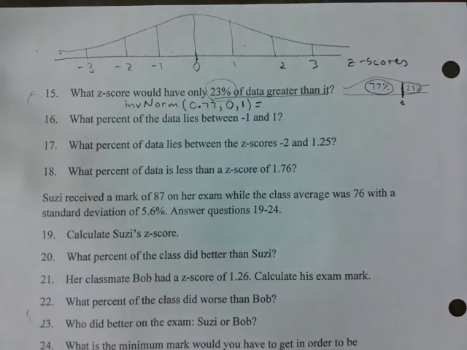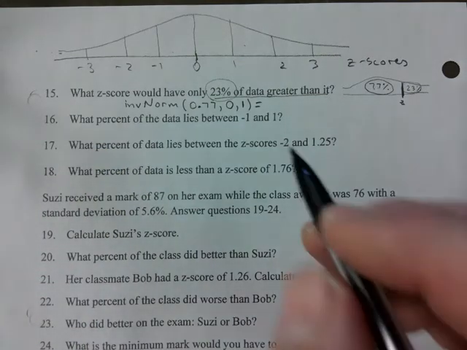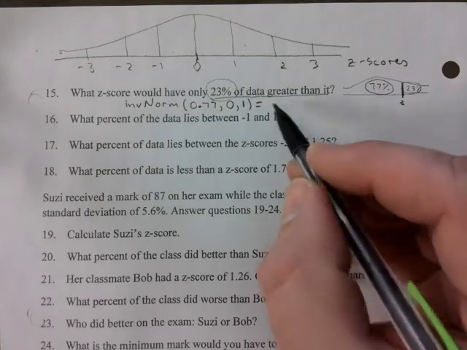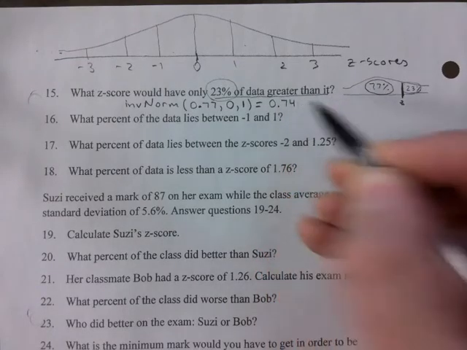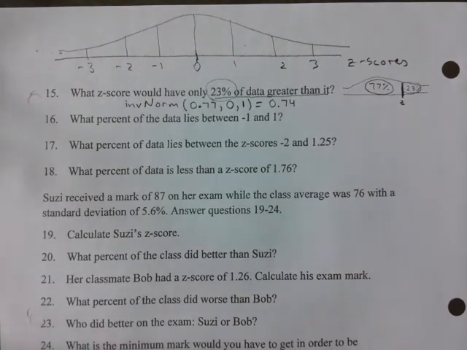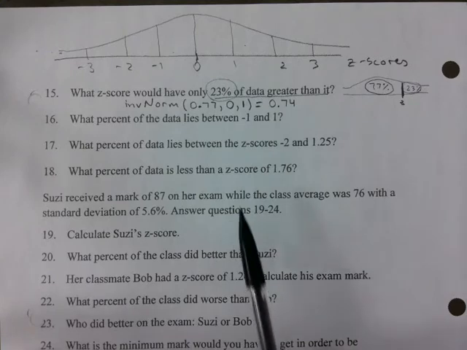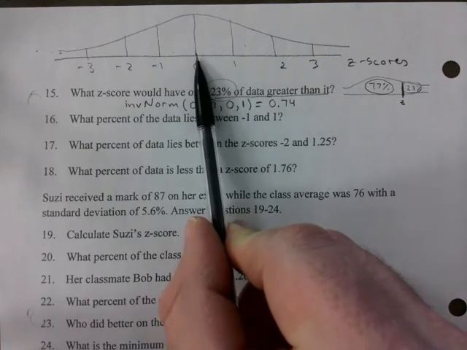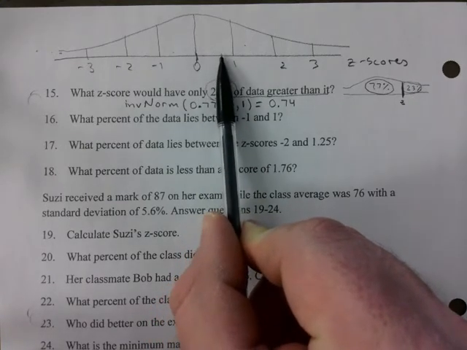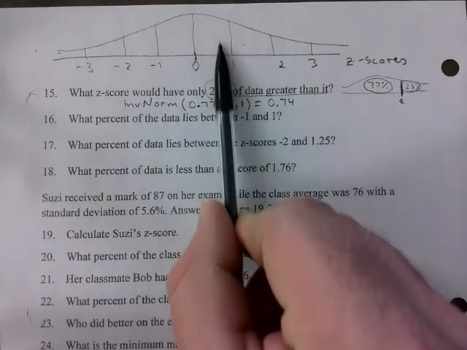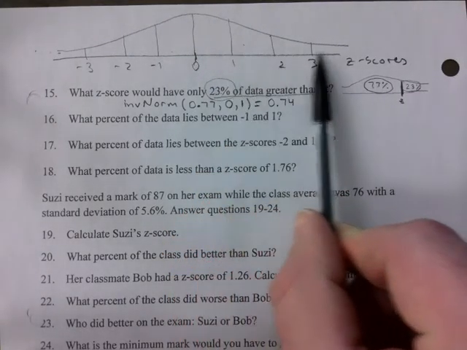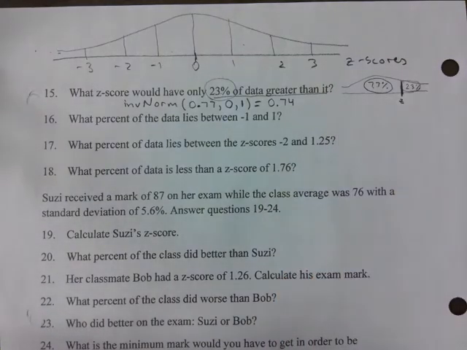You plug that in, you get a z-score of 0.74. And remember, z-scores do not have units. So where's 0.74? Positive would be right about there. So if you are there, right, then you would have 23% of data being above you.